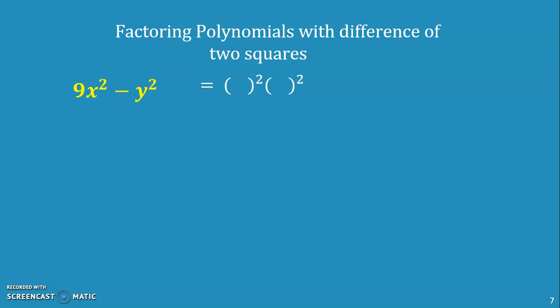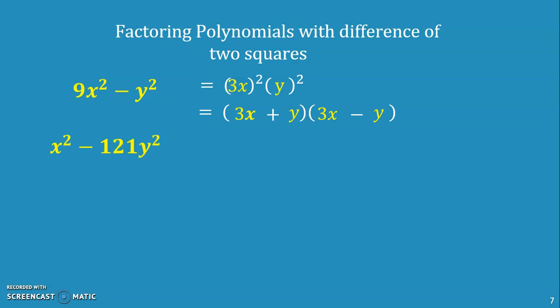So, ang first term natin is 3x. Then, second term is y. Okay. Then, susulat na natin as sum and difference. So, 3x, first term, second term, then the sign. So, therefore, our factored form of 9x squared minus y squared is 3x plus y times 3x minus y.